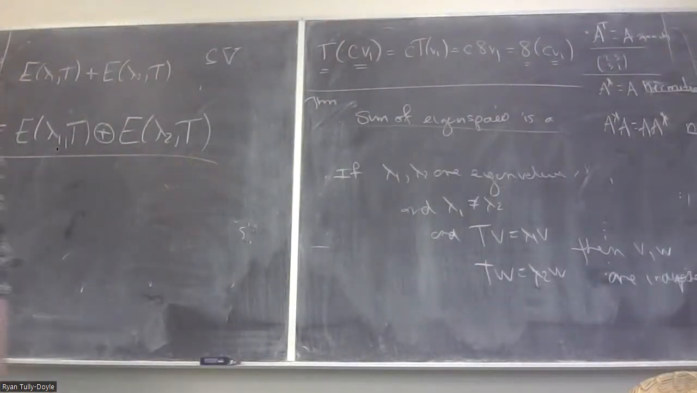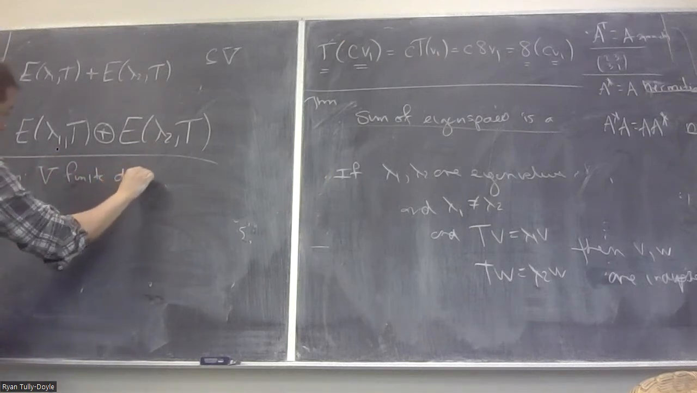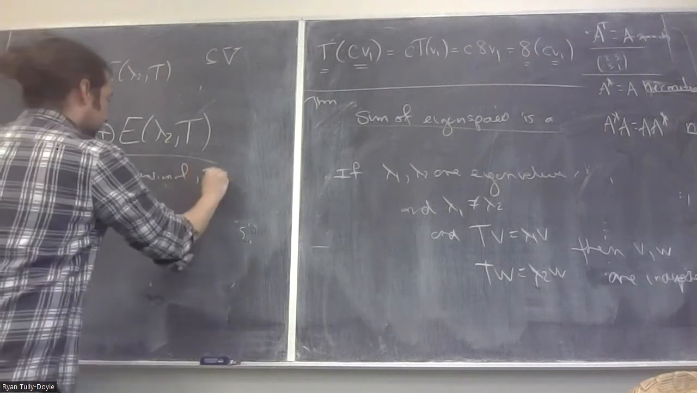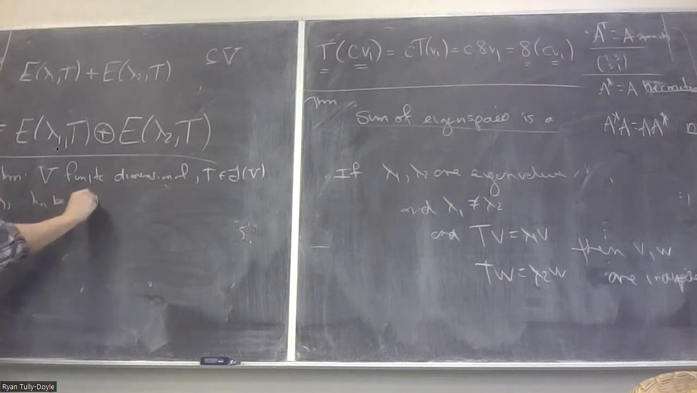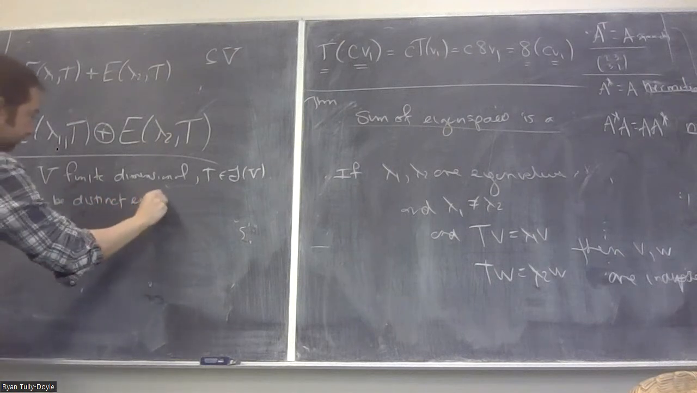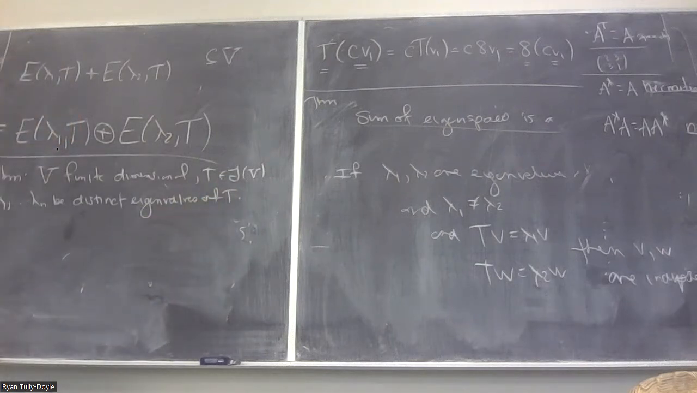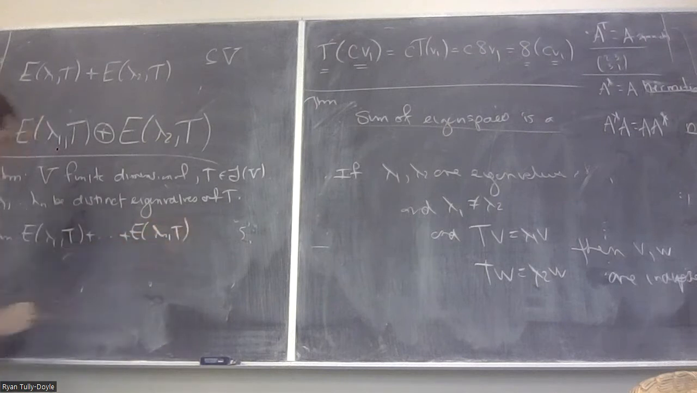Here's what the actual theorem says. If V is finite dimensional, and T is an operator on V, and we let lambda 1 through lambda n be distinct eigenvalues of T, then E lambda 1 T plus up to E lambda n T is a direct sum.